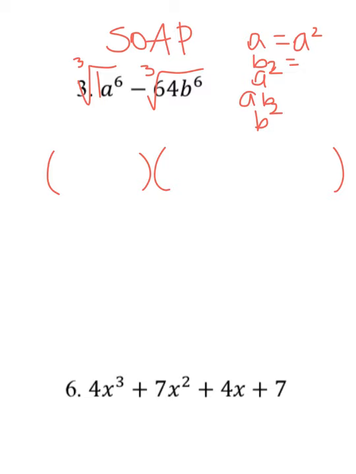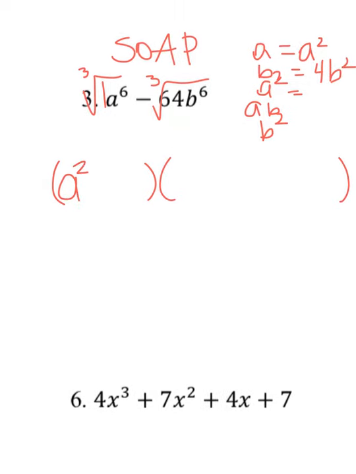B is the cube root of the second piece. So the cube root of 64 is 4. The cube root of b to the 6th is b squared. So that goes in the first set of parentheses, so you can put that here if you want. A squared minus 4b squared. Okay, now the second part of your parentheses will be a squared, ab, b squared, in that order specifically.